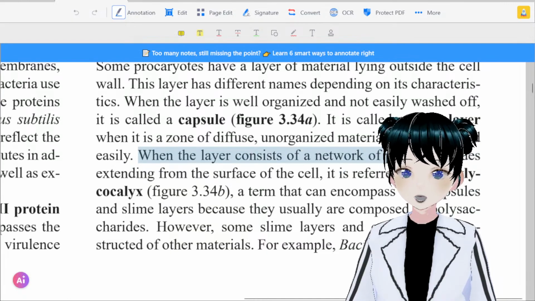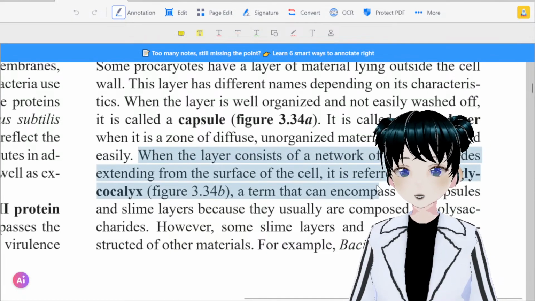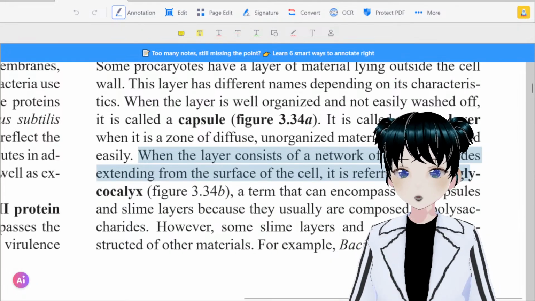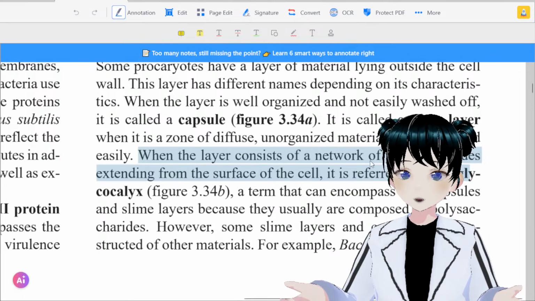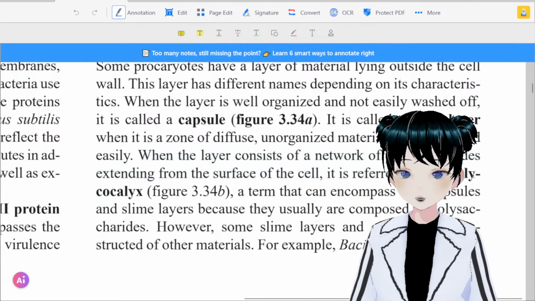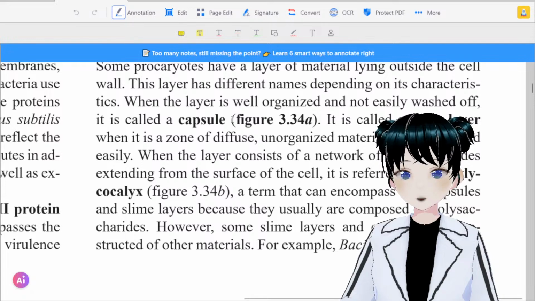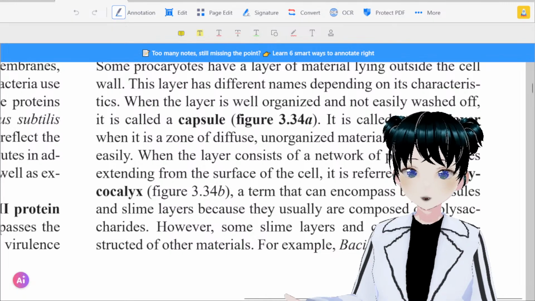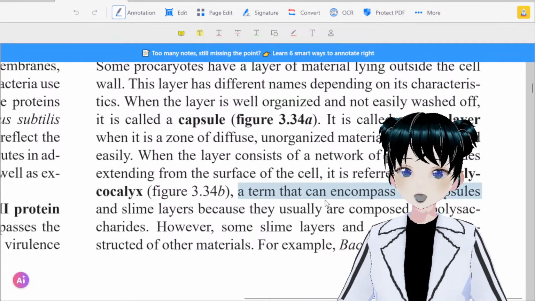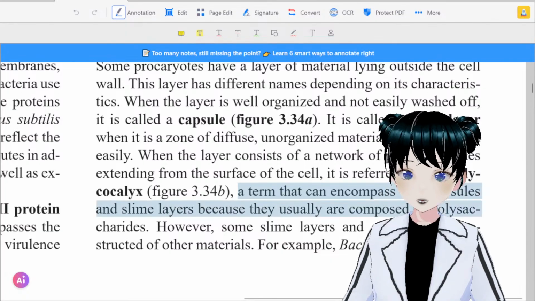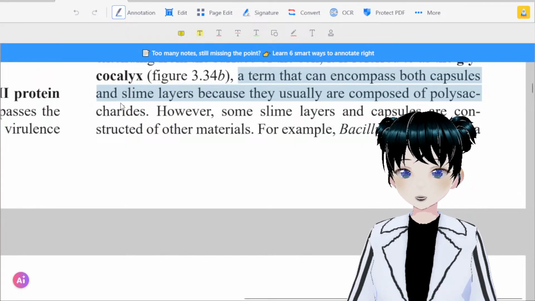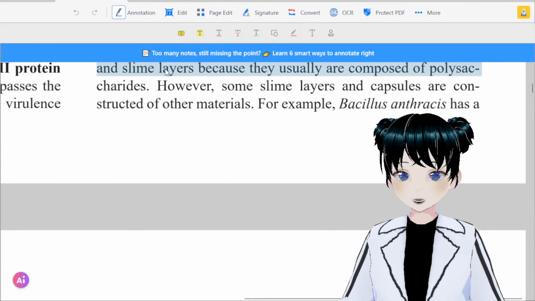When the layer consists of a network of polysaccharides extending from the surface of the cell, it is referred to as the glycocalyx. So anything that is made up of polysaccharide and that is extending out of the cell wall is known as glycocalyx. So in this case, the capsule and the slime layer come under the category of glycocalyx, a term that can encompass both capsule and slime layer because they usually are composed of polysaccharides.